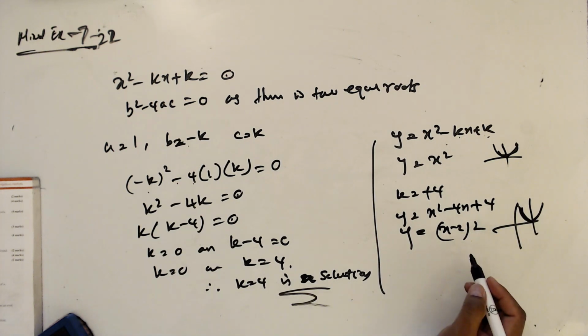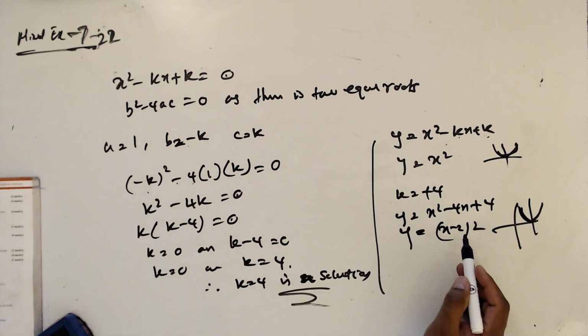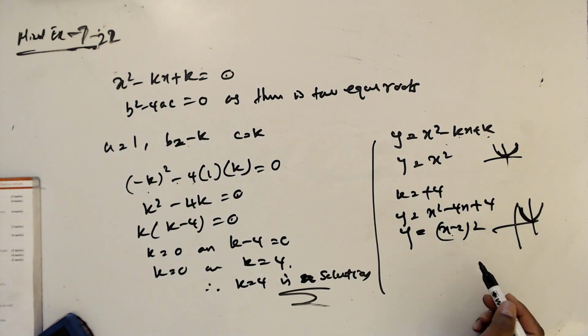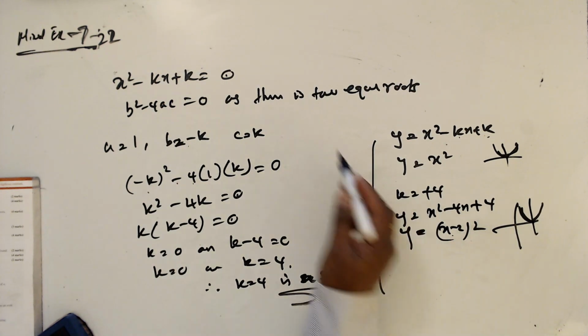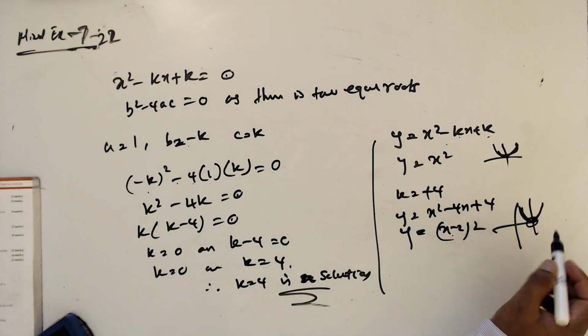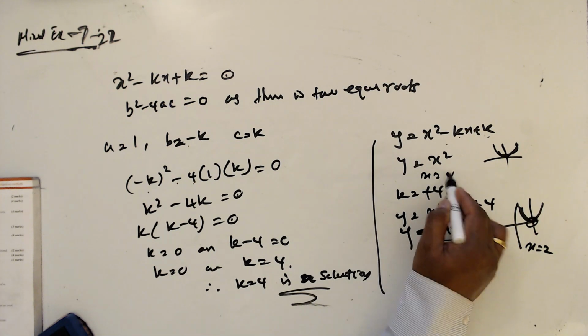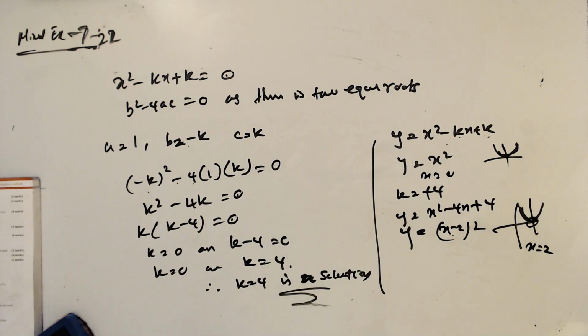So when x equals 2, it will touch at x equals 2. So there are equal roots, one root is x equals 2. The other one is x equals 0. This is just regular. So you will get those answers when k equals 0 and k equals 4.